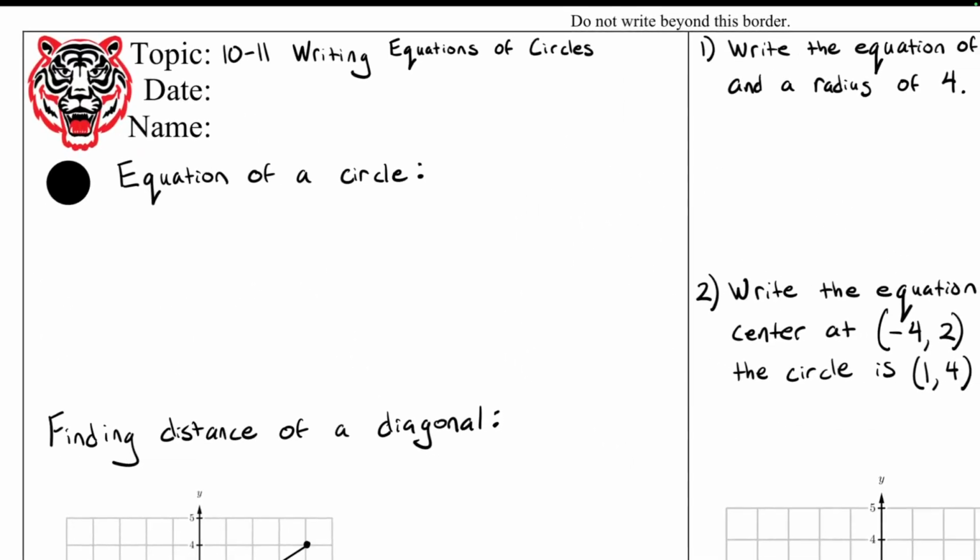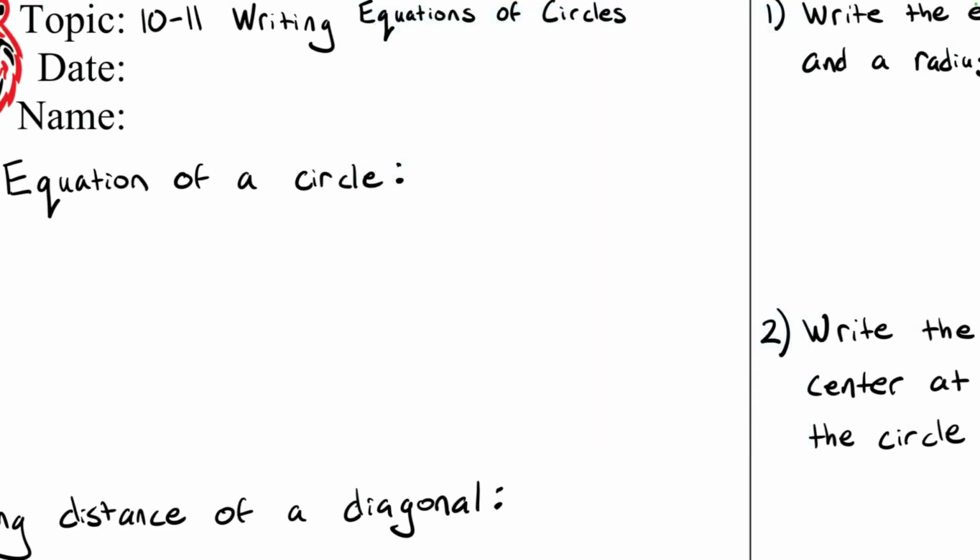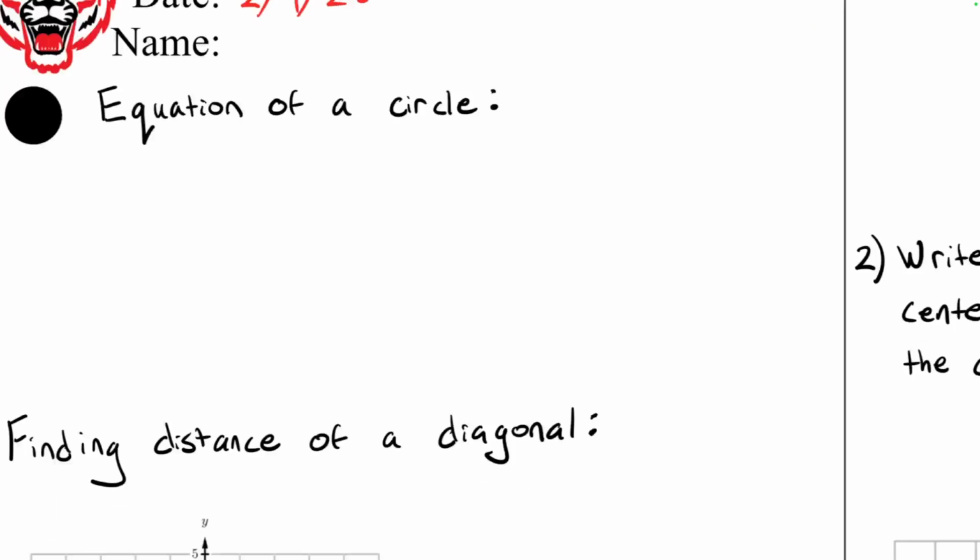We are in geometry. We're on lesson 10-11. We are writing equations of circles. Today's date is the 2nd of April, 2025. This is not the 4th of February.